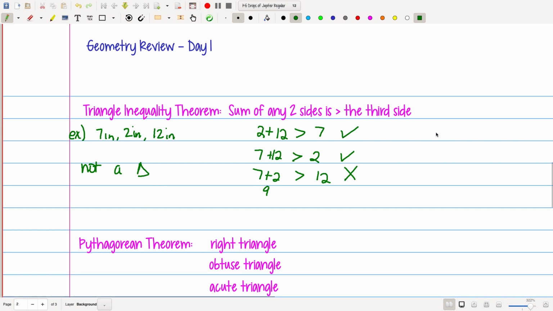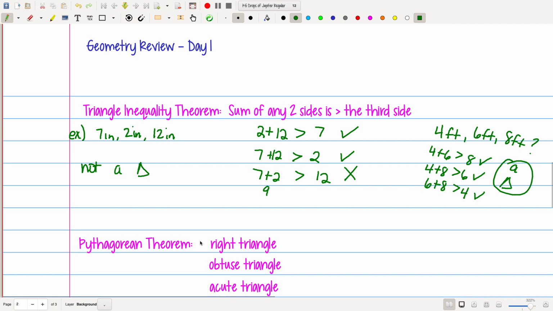If I have the sides 4 feet, 6 feet, and 8 feet, would that be a triangle? Well, 4 plus 6, is that greater than 8? Yes, because it's 10. If I have 4 plus 8, that has to be greater than the third side, which is 6, and that's true. And then my only other pair would be 6 and 8, and that has to be greater than 4, which is true. So this is a triangle.